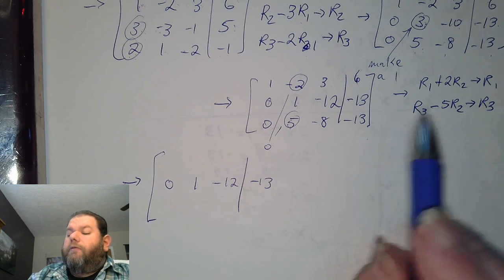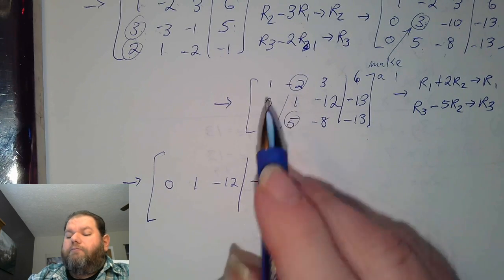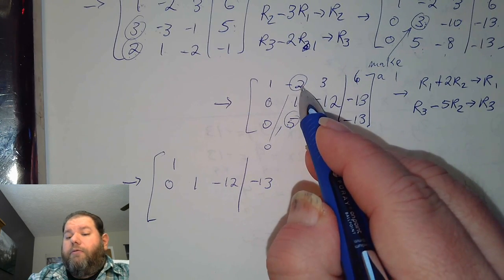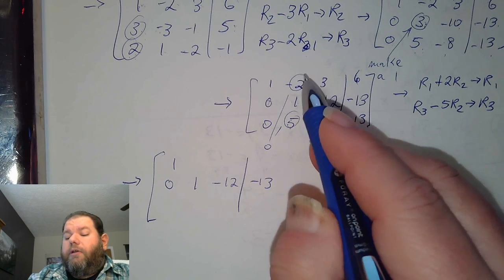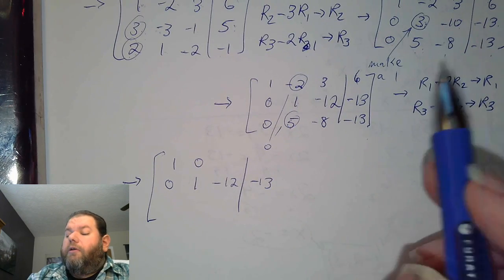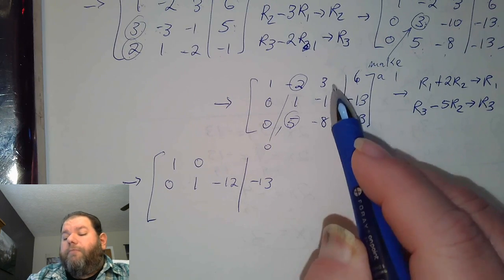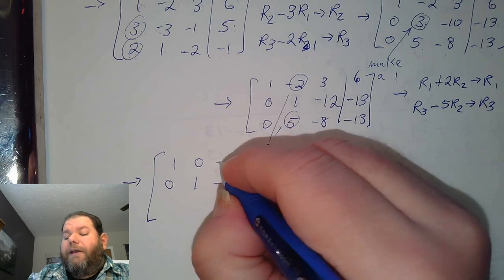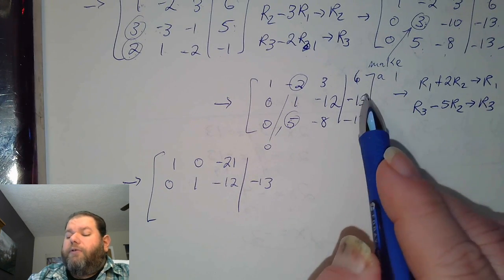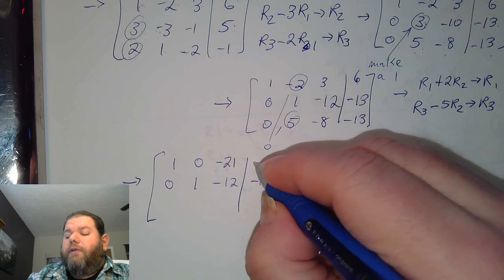Okay, so row 1 plus 2 row 2. 1 plus 2 times 0. 1 plus 0 is 1. Negative 2 plus 2 times 1. Negative 2 plus 2 is 0. 3 plus 2 times negative 12. 3 minus 24, negative 21. And 6 plus 2 times negative 13. 6 minus 26 is negative 20.